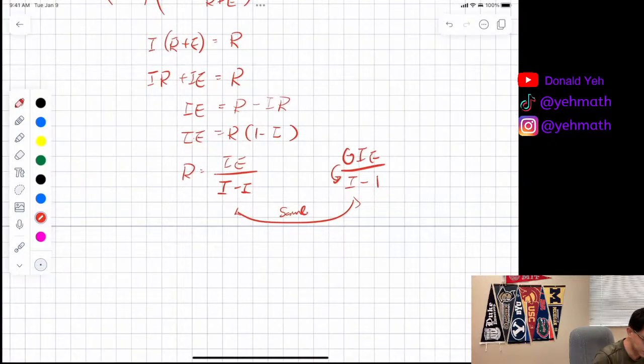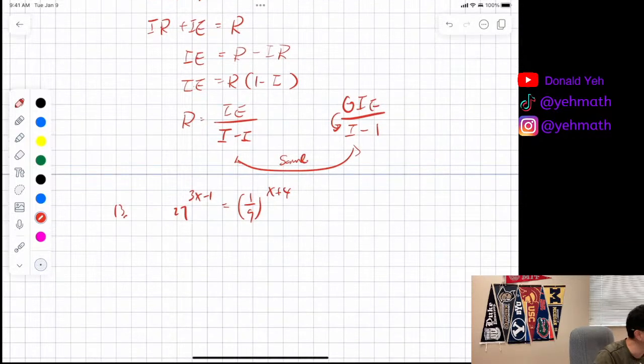What does question 13 say? 27 to what? 3x minus 1. Is equal to what? 9. 1 over 9? X plus 4. Annika, since you're a group leader, I'm going to ask you, what's the common base between 9 and 27?